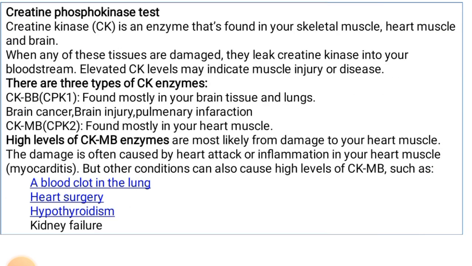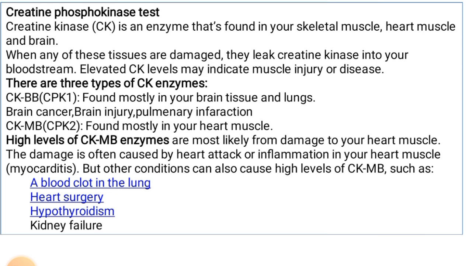The creatine phosphokinase test is also a cardiac test itself, but here we are discussing the types of CK, that is creatine kinase. Creatine kinase has mostly three types. Creatine kinase is an enzyme found in the skeletal muscle, heart muscle, and brain. Creatine kinase itself has three types: creatine kinase MM, creatine kinase BB, and creatine kinase MB.